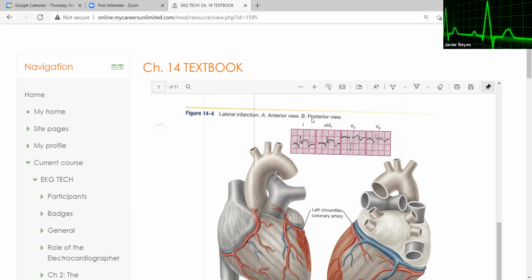Well, lead 1. Norma, do lead AVL. What picture? 14.4. Figure 14.4. And Raquel do V5 and Cynthia do V6. I want you to tell me what you're looking at. How long should I give you? 30 seconds? 5 minutes? We never finish 5, 10, 15, 20 minutes.